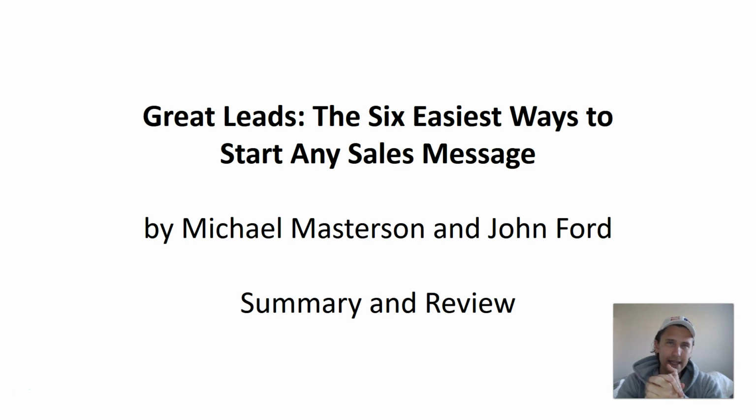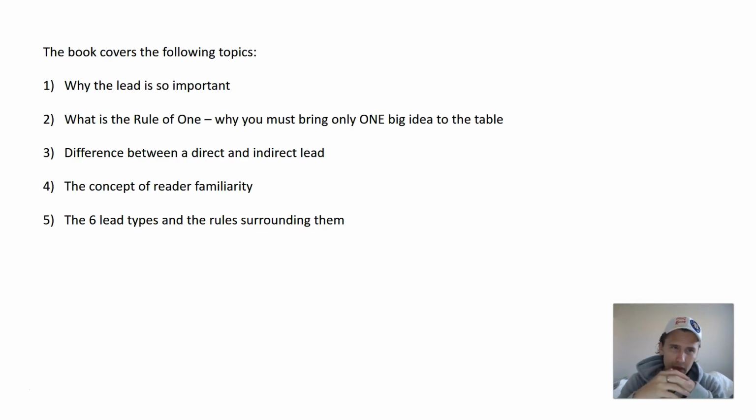Okay, so let's get into the summary and then I'll finish off with the review and what I thought of it. So the book covers the following topics: why the lead is important, what is a lead, what is the rule of one, the difference between a direct and indirect lead, the concept of reader familiarity, and the six lead types and the rules surrounding them. So I'm going to give a brief summary on those. The book covers it in much more detail, has many more examples, what to do, what not to do for each of those, but I'll just cover the basics.